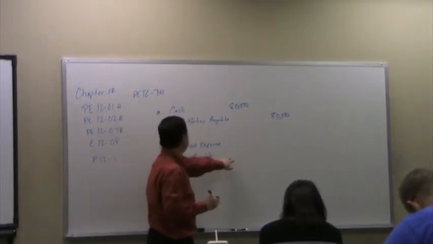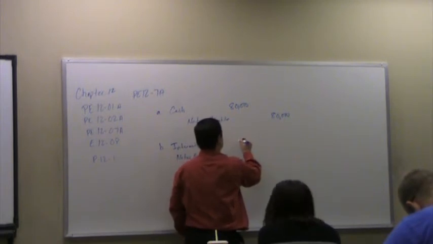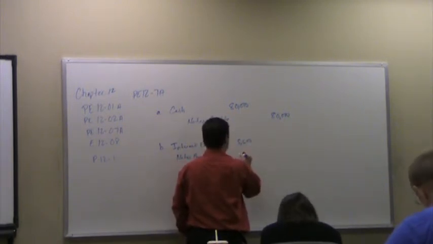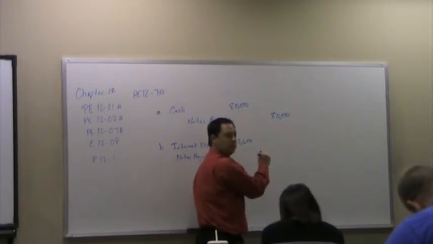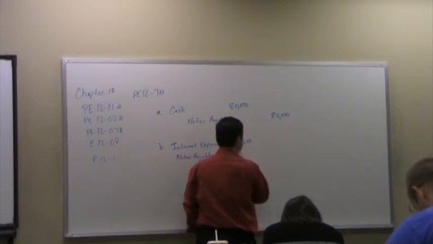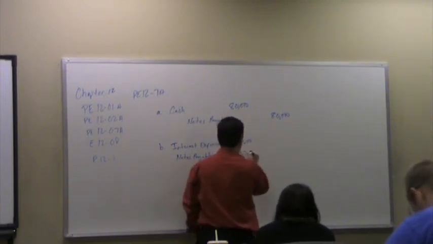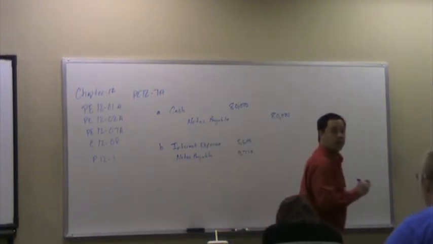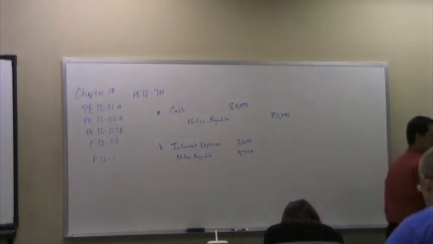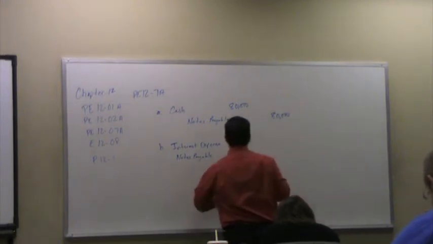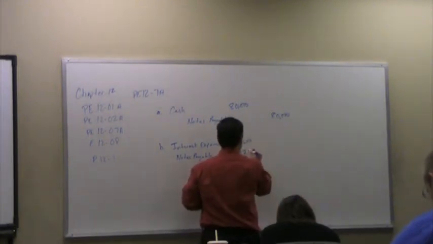So what was our interest expense? 5,600. And then what was our notes payable? 9,200. Oh, maybe I'm wrong. I read the wrong one. 9,244, okay. All right.